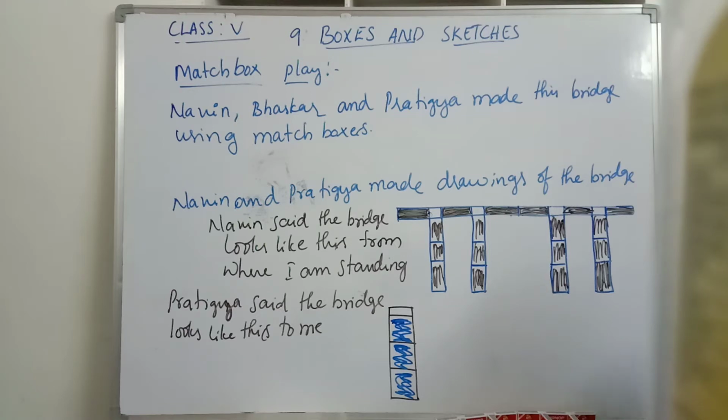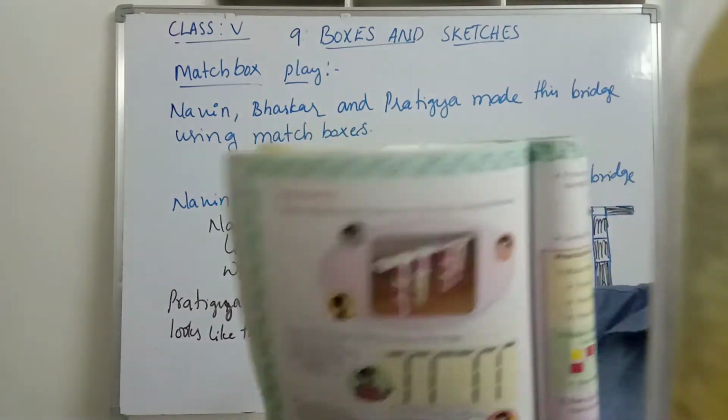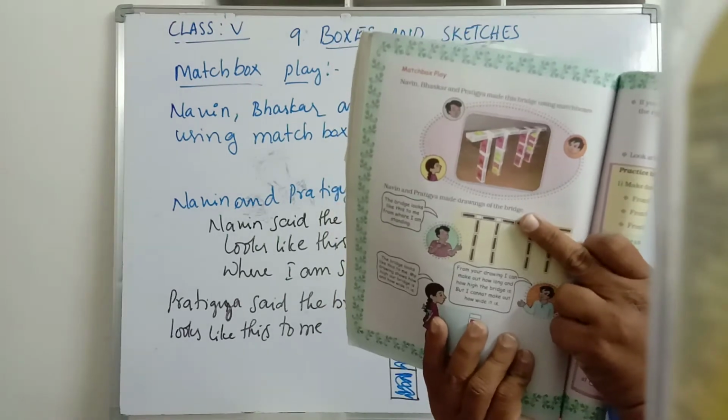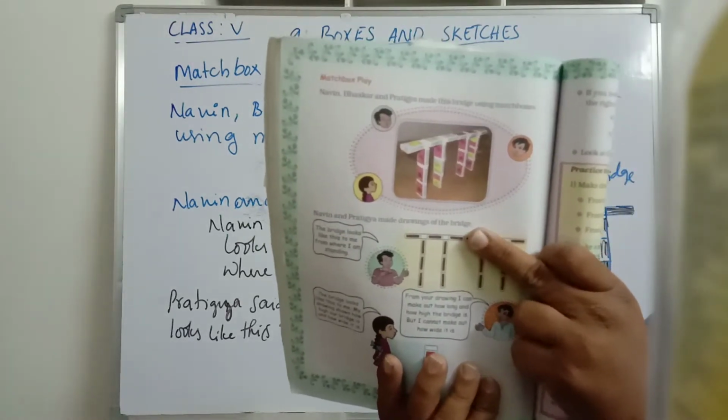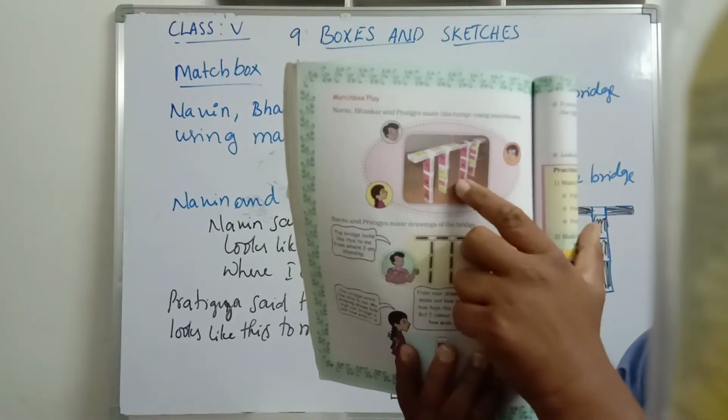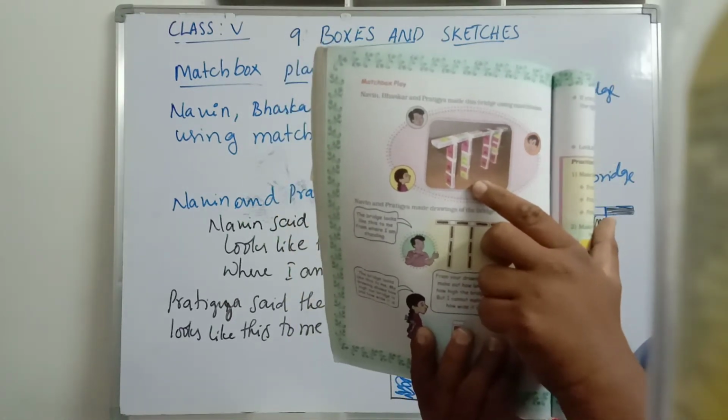So here there are three children, Naveen, Bhaskar and Pratigya. They made this bridge using the matchboxes. You see here in our textbook, this bridge is made with matchsticks by the children Naveen, Bhaskar and Pratigya.